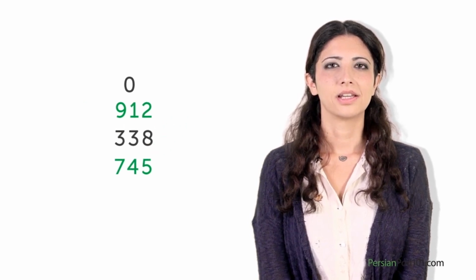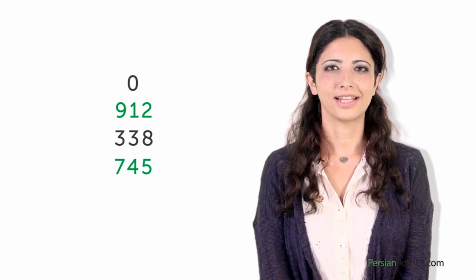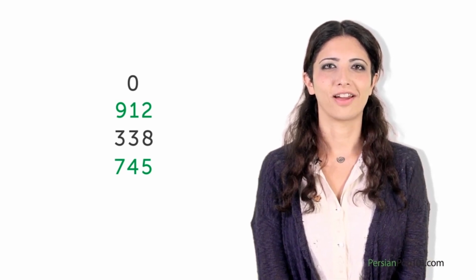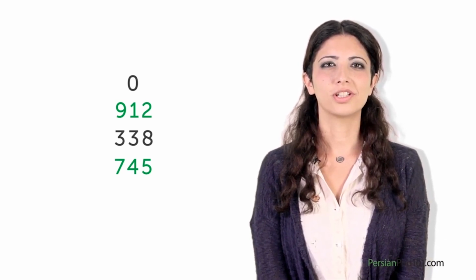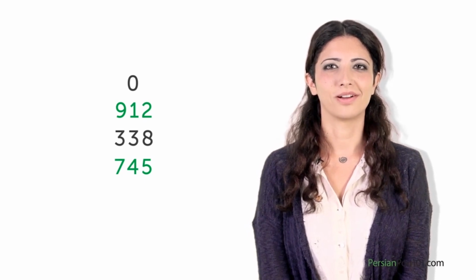Perfect. Now it's time for Anita's advice. You can give your phone number like this, but be careful because it's more common to group the numbers in Persian. For example, this phone number would probably be read as 0 912 338 745. This makes them shorter to say and easier to remember.